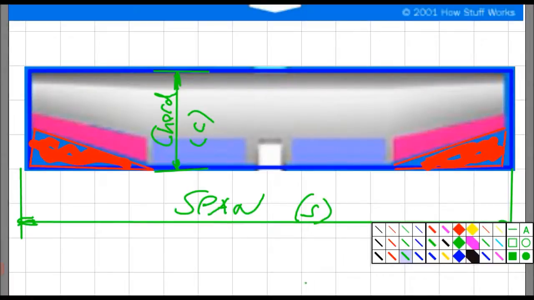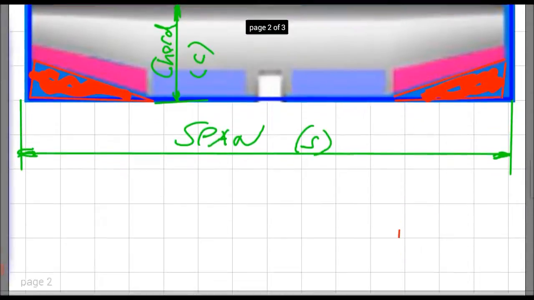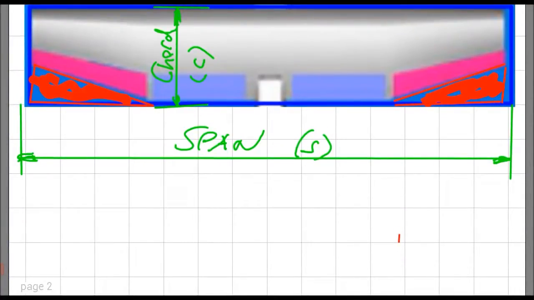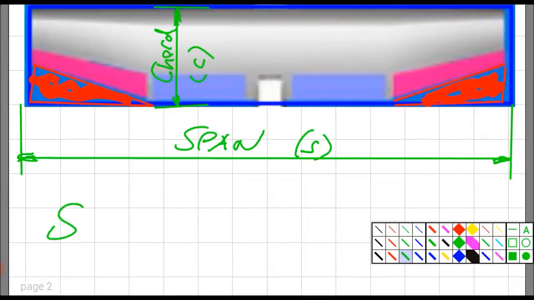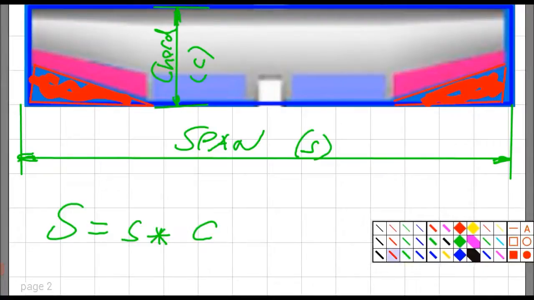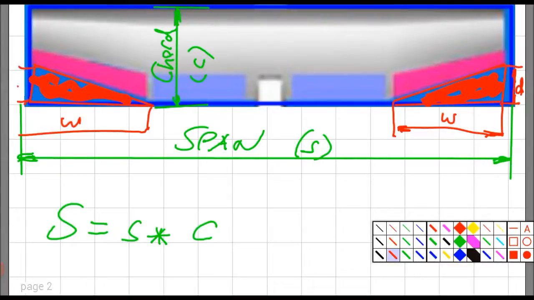Now, if the wing would occupy the whole rectangular area, the wing surface area would be easily described as surface area equals span times chord length. Now we need to define two more dimensions. This is the width, I want to call this W, of this little triangle, which is identical with the width of this one, and the depth, D, of this little triangle, which is identical with this one.